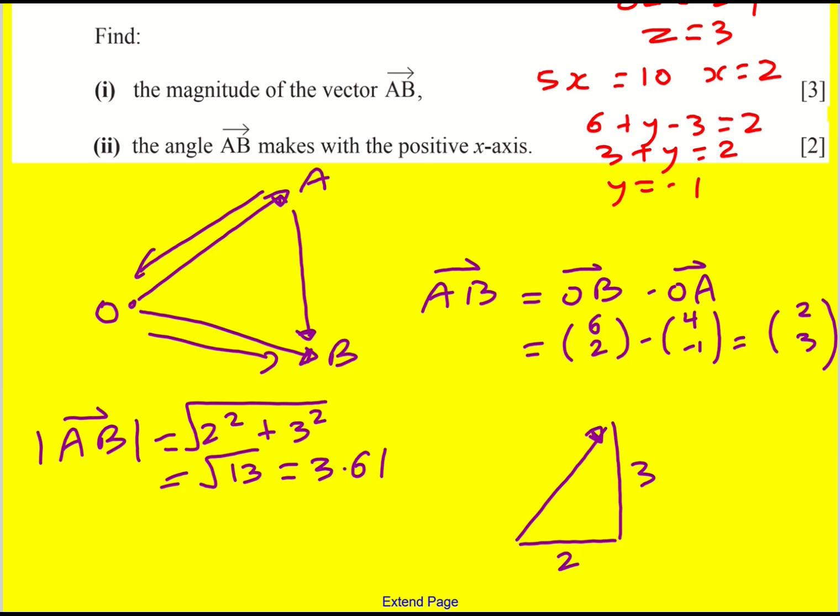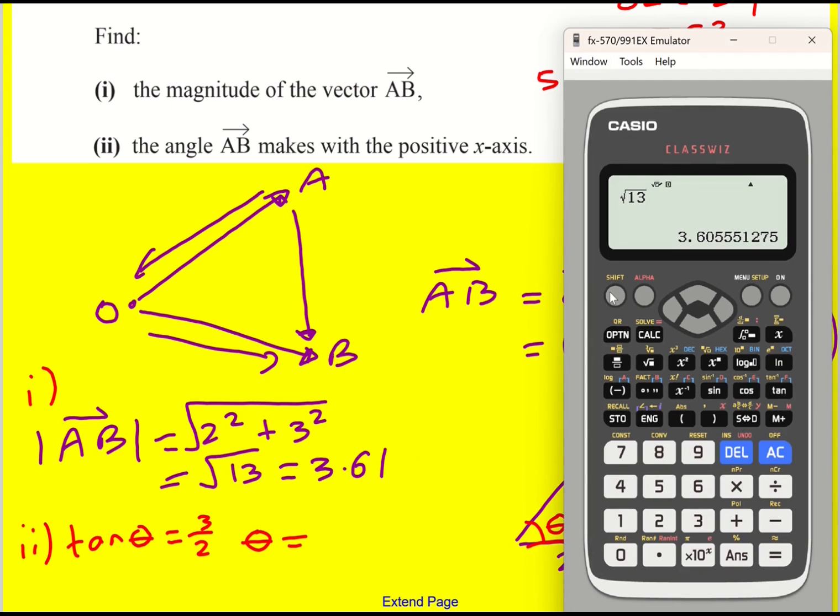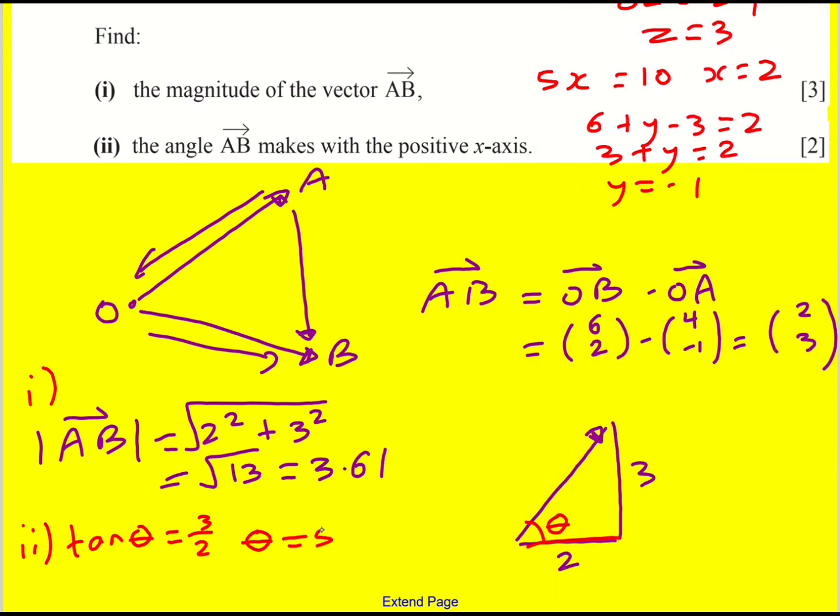Now I'm asked for the angle that AB makes with the positive x-axis. So the positive x-axis is in line with this part here. So this is the vector I'm interested in. I'll call it theta. So sorry, that was part 1. Part 2, well, tan theta is 3 over 2. So theta is going to be inverse tan of 3 over 2. Which gives me 56.309, or 56.3 degrees.